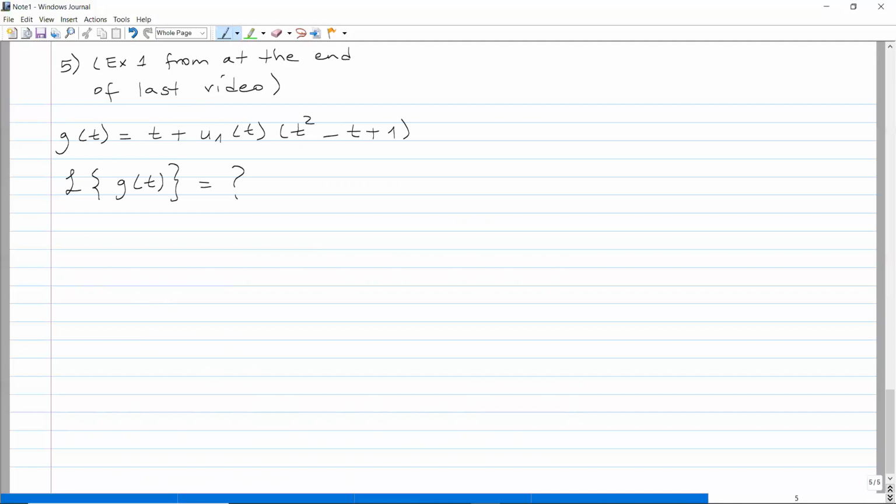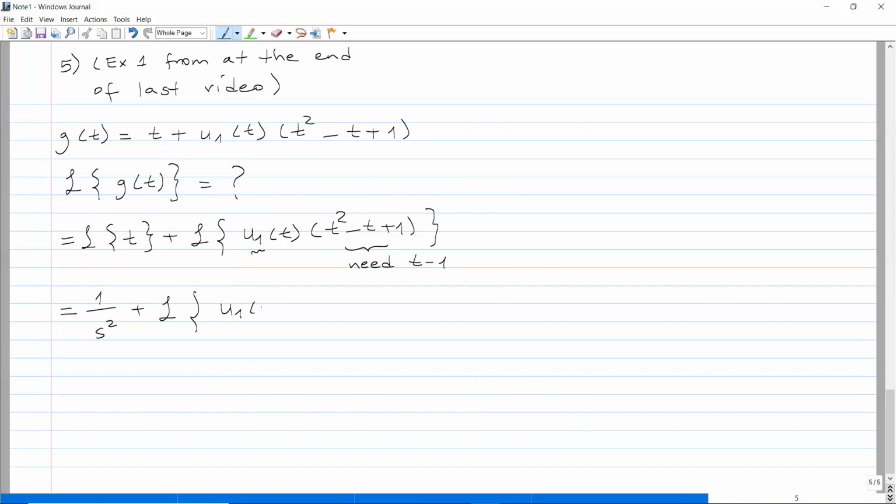1 over s squared. Now for the rest, we have the Laplace transform of t plus the Laplace transform of u1 of t times t squared minus t plus 1. Now, since we have the unit step function u1, inside we need t minus 1. So whenever I see t, I subtract 1 and add 1.